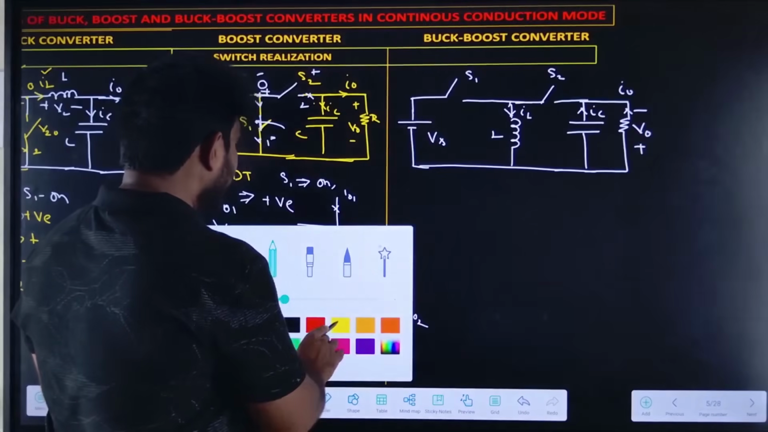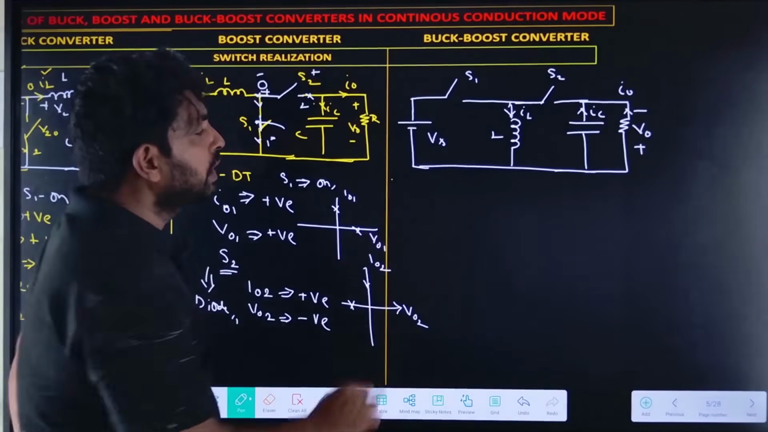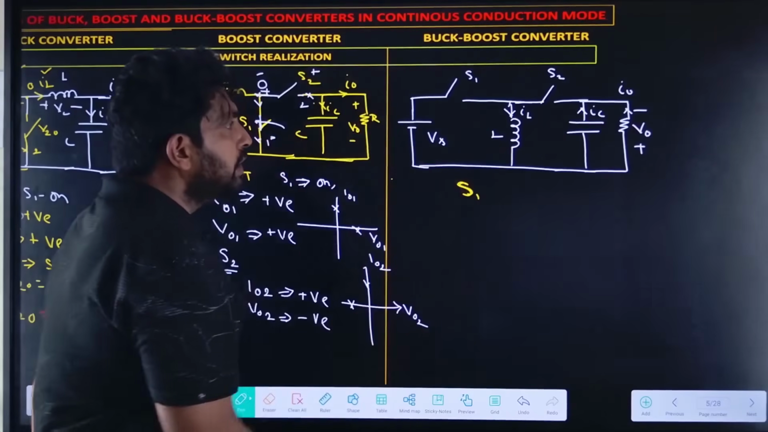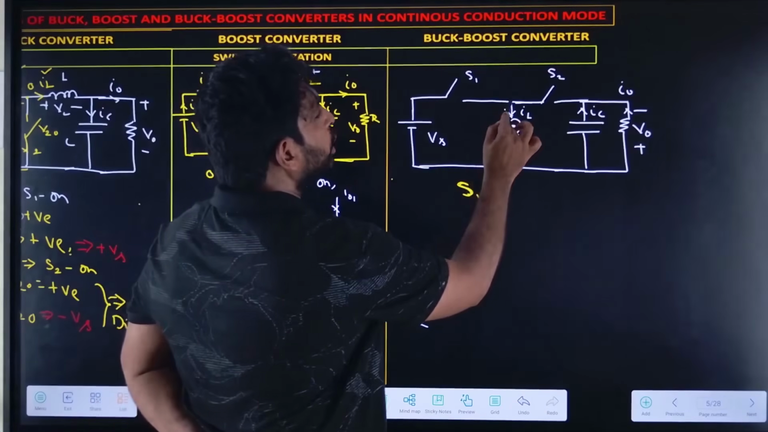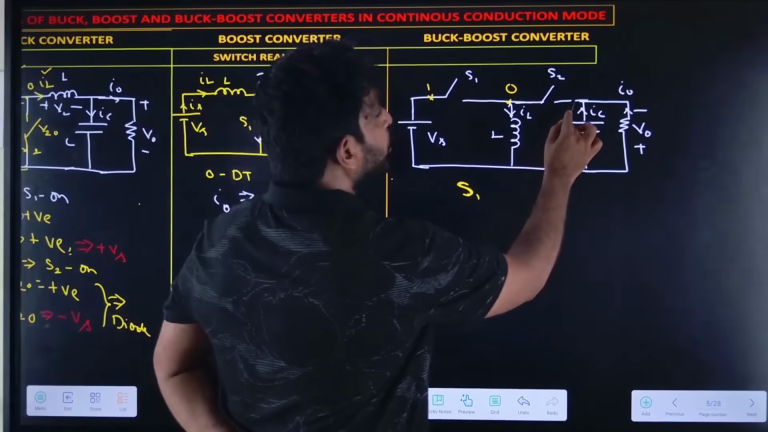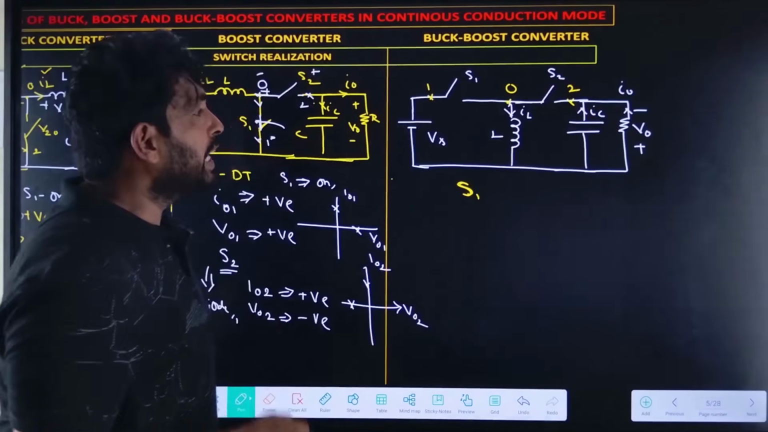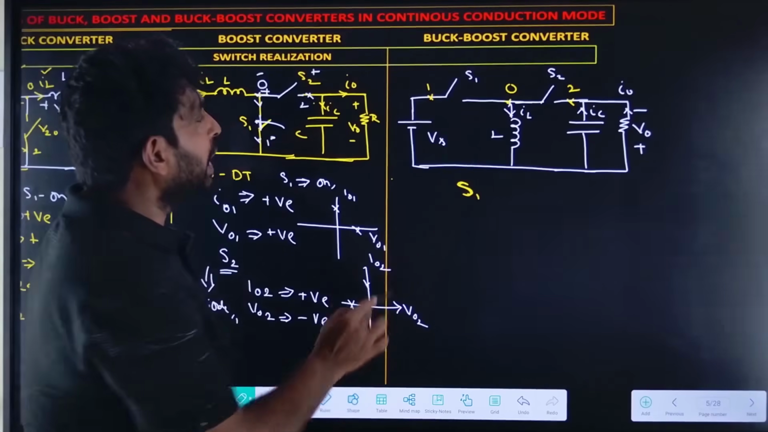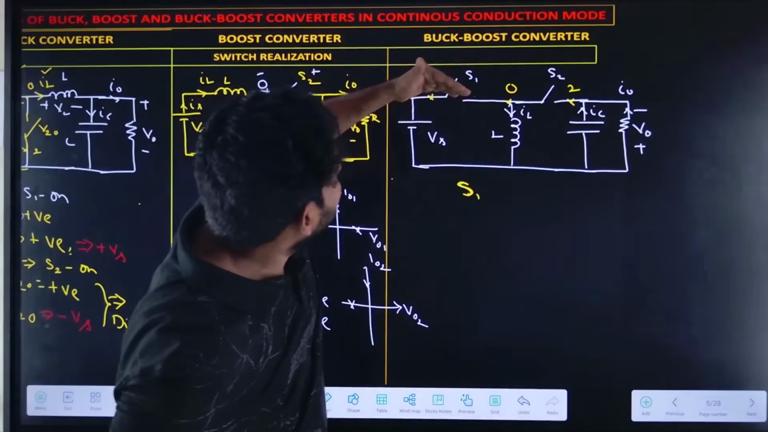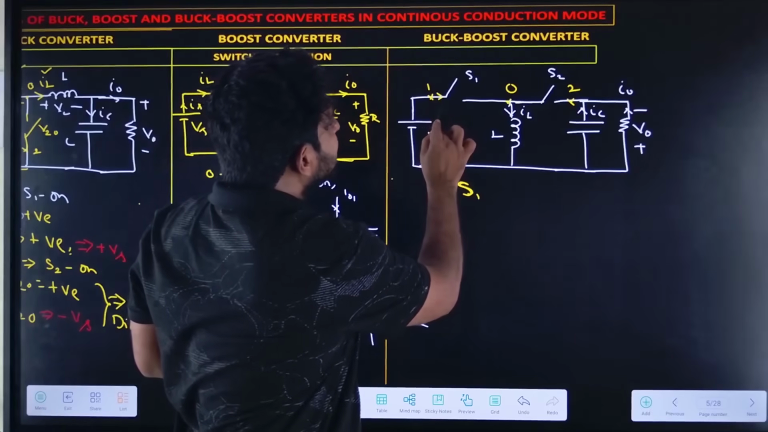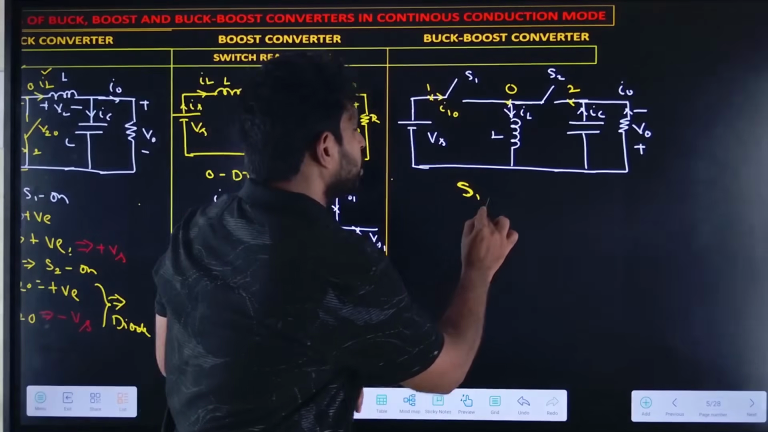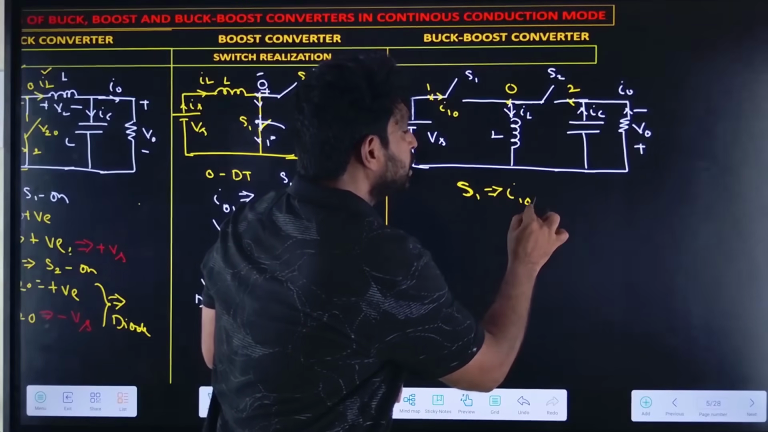Now let us find for the S1. So now the common point, as usual, is assumed as O, and this point is assumed as 1, and this point is assumed as 2. Now let us find the I10 direction. When S1 is in one condition, what happens? The current I10 is in the same direction as the inductor current, so I10 is positive.